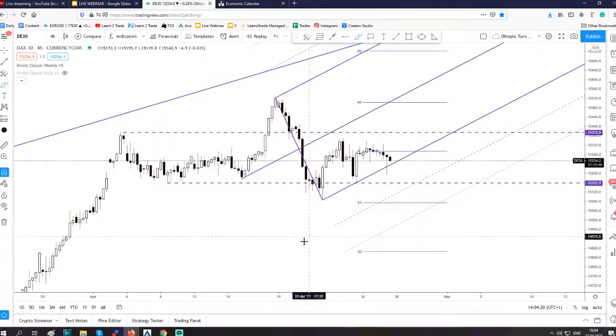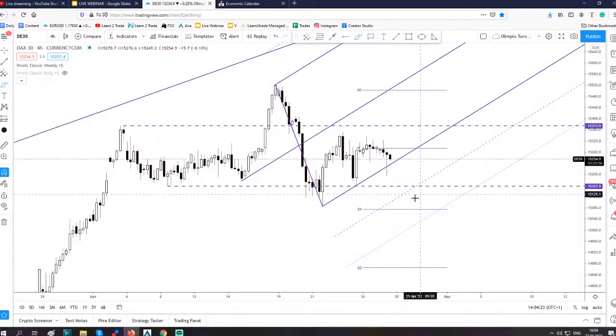So that's why we decided to go short on DAX. This is not a trading recommendation right now. The signal with a potential take profit and stop loss was sent on the VIP Telegram group.